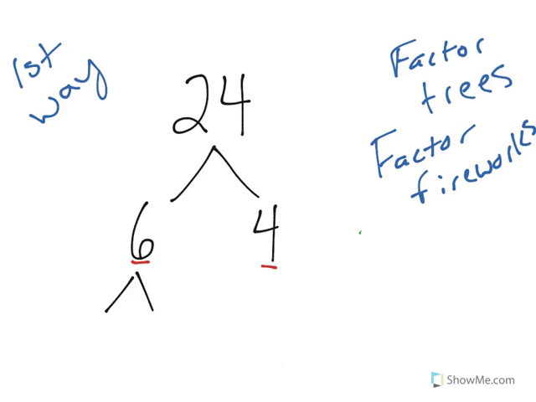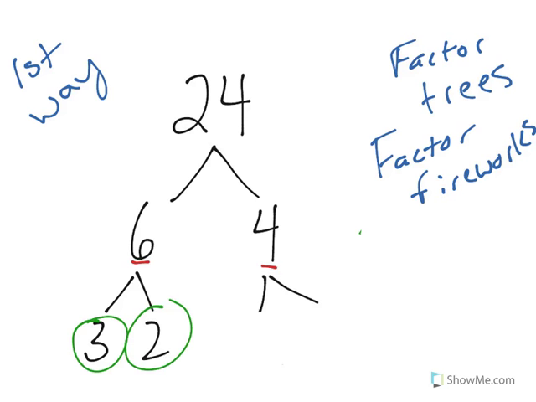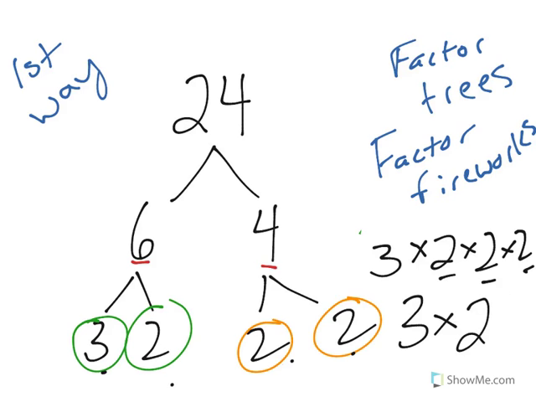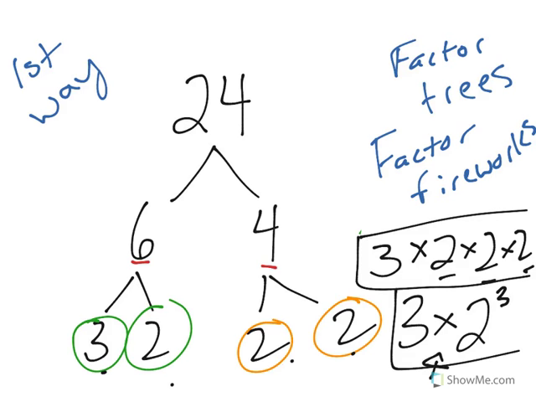I'm going to break 6 down into 3 times 2, and both of those numbers are prime, so I'm going to circle them. Then I'm going to break 4 down into 2 times 2, and both of those numbers are prime, so I'm going to circle them. Then how I write it is I write all those numbers: 3 times 2 times 2 times 2. And if you remember exponents, another way you can write that is 3 times 2 to the third power. That's correct, and that's correct.